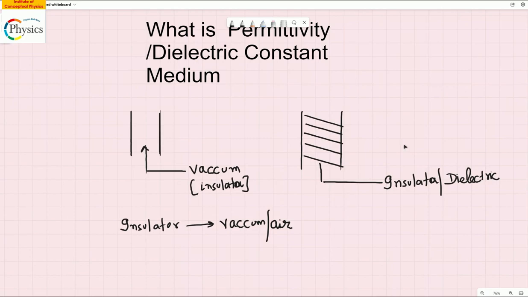another material, remember the word material, like mica. Mica is a material. Paper is a material. These are materials which are also called dielectrics. Dielectric medium, you will see the medium, right?